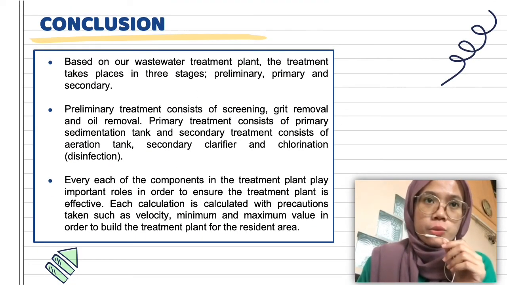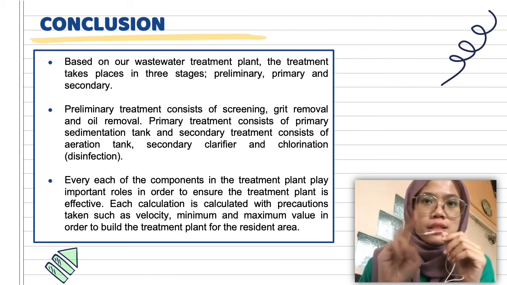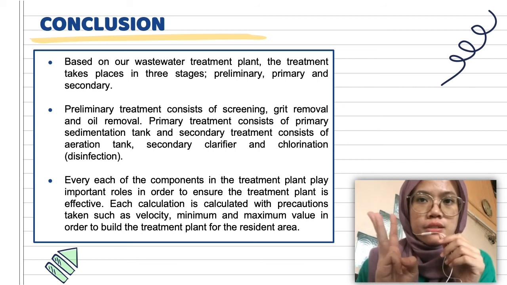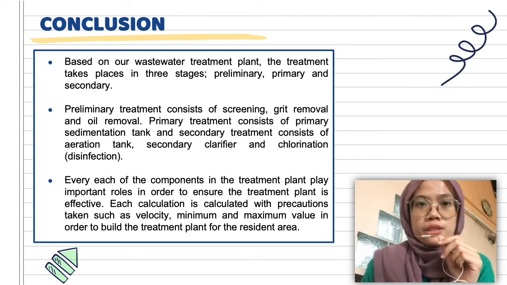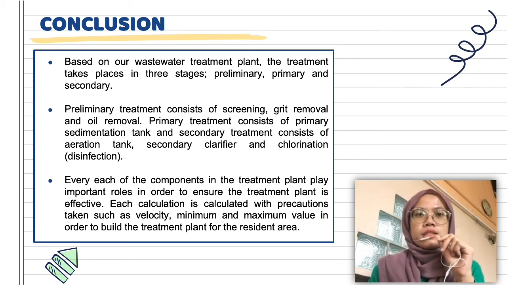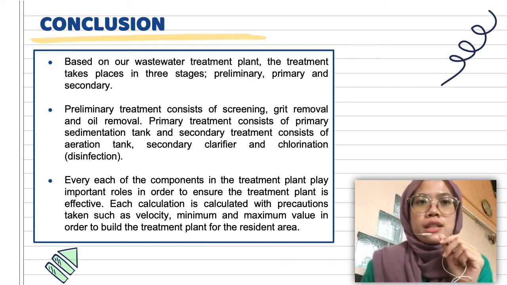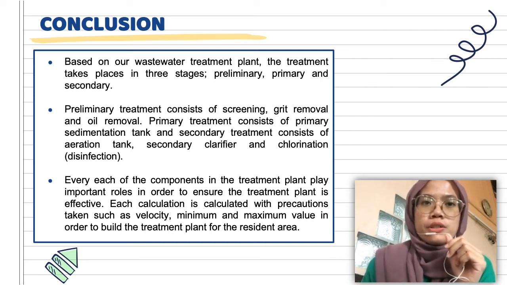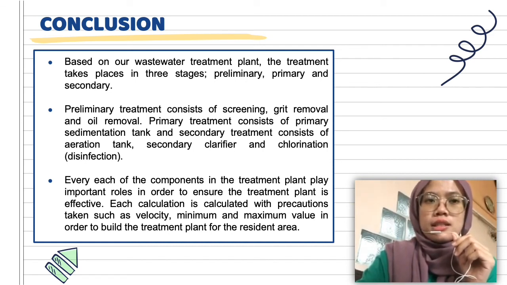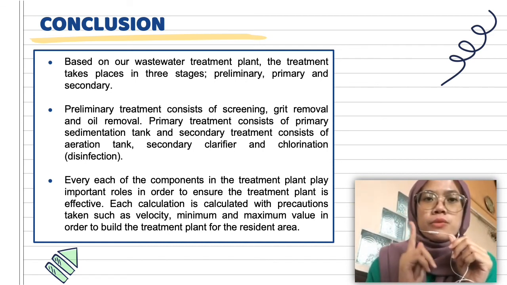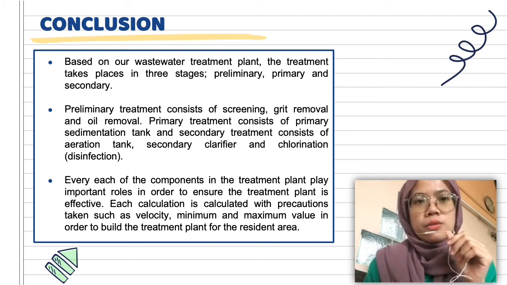Okay, based on our wastewater treatment plant, the treatment takes place in 3 stages. First is preliminary, primary, and secondary. Preliminary treatment consists of screening, grit removal, and oil removal. Primary treatment consists of primary sedimentation tank, and secondary treatment consists of aeration tank, secondary clarifier, and chlorination, which is disinfection. Each of the components in the treatment plant plays an important role in order to ensure the treatment plant is effective. Each calculation is done with precautions taken, such as velocity, minimum and maximum value, in order to build the treatment plant for the resident area.